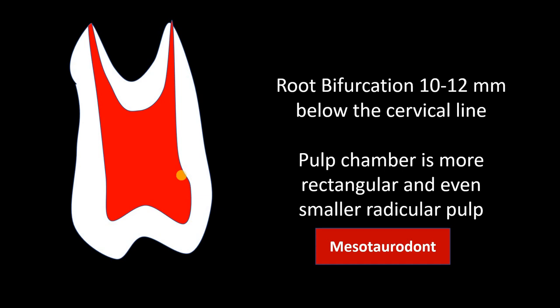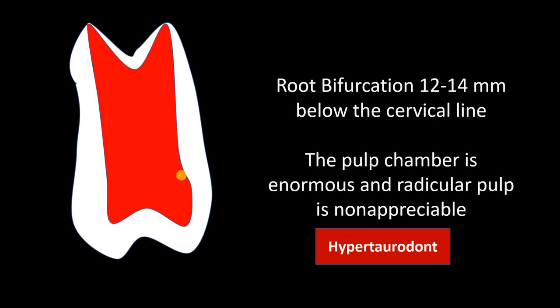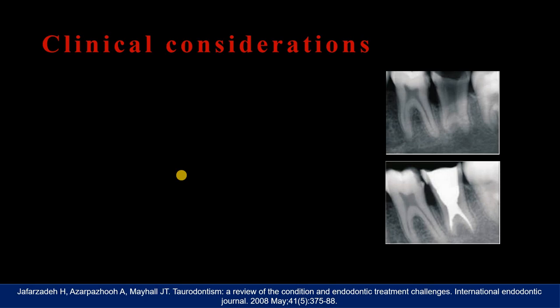As the animation progresses, you can visualize the bifurcation shifts 10 to 12 mm below the cervical line, making the pulp chamber even more rectangular and the radicular pulp even smaller. The following slide represents a hypertaurodont, where the bifurcation is 12 to 14 mm below the cervical line. The pulp chamber is enormous with a non-appreciable radicular pulp. This can lead to a lot of complications.